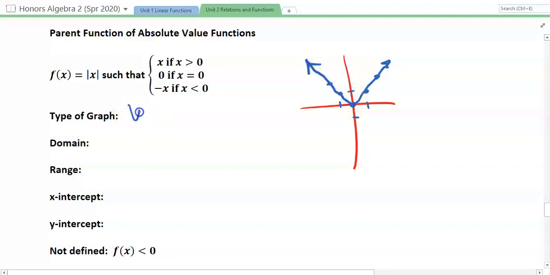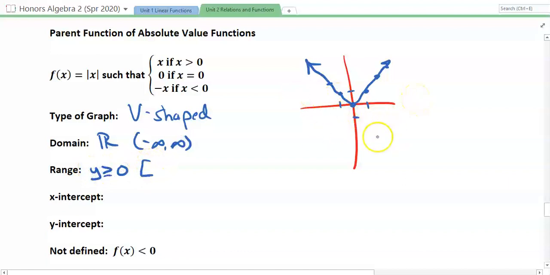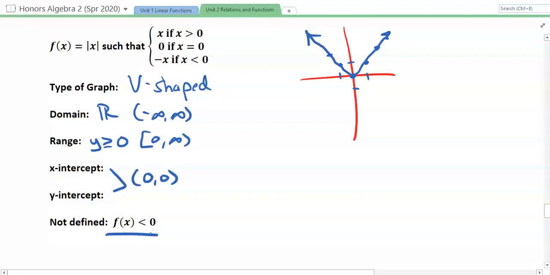And so the type of graph it is a V-shaped graph. It doesn't have a fancy name like a parabola or other type functions. The domain here is all real numbers from negative infinity to positive infinity because we see that these go on forever in x. But the range is that y is greater than or equal to 0 because there's nothing below the x-axis. So 0 to infinity, don't forget, is a bracket on the 0. Our x-intercept and y-intercept are the same. They are at the origin 0, 0. And this function is not defined when y, because remember that's f of x, when y is less than 0.